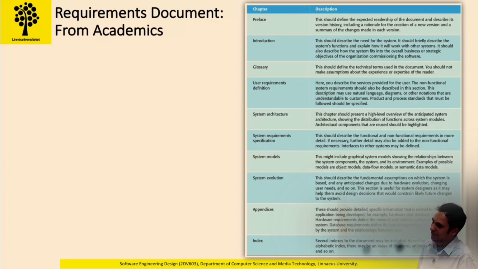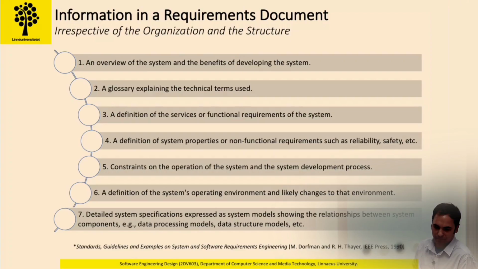Then system models. Here you can put, let's say, your UML models or data flow models or object models, so all the diagrams and models will be in this section. And then the system evolution, which defines the changes: what are the changes from the previous version, and what could be the changes for the next version, so potential changes basically, and what will be the actions for the previous changes and for the potential changes. And finally, the appendix and the index, which is the same as the previous standard.